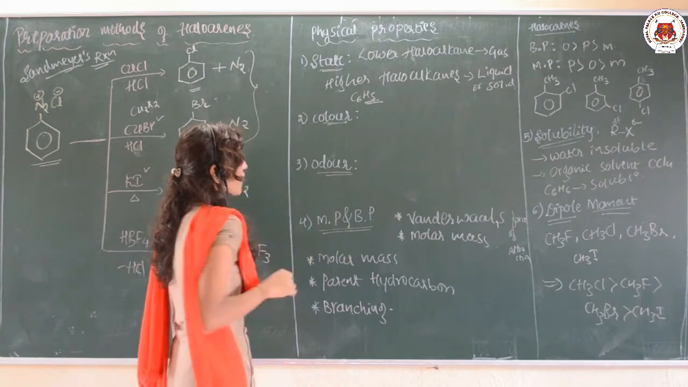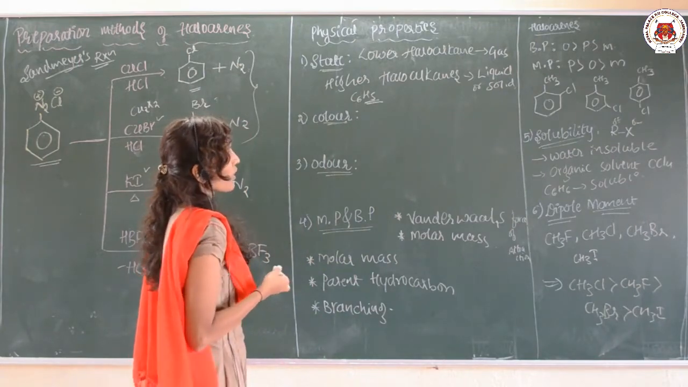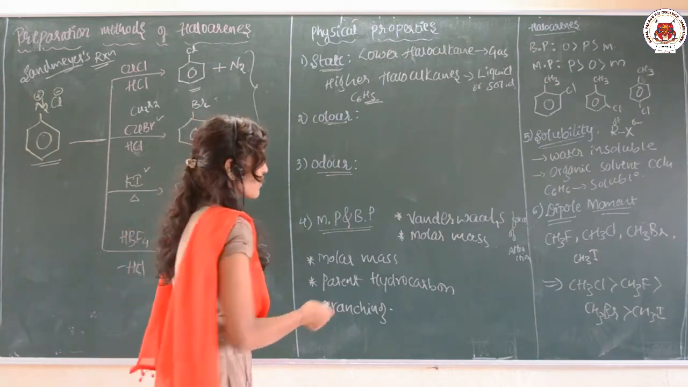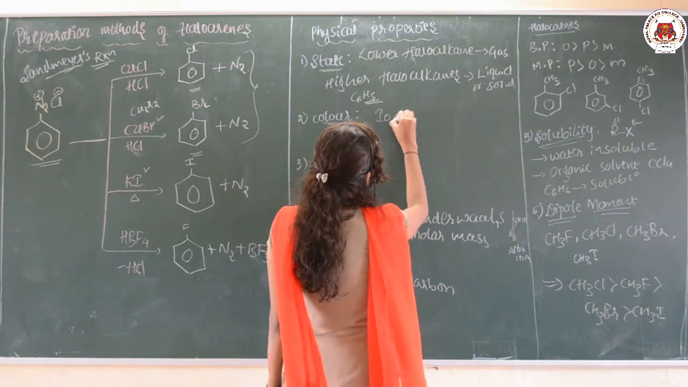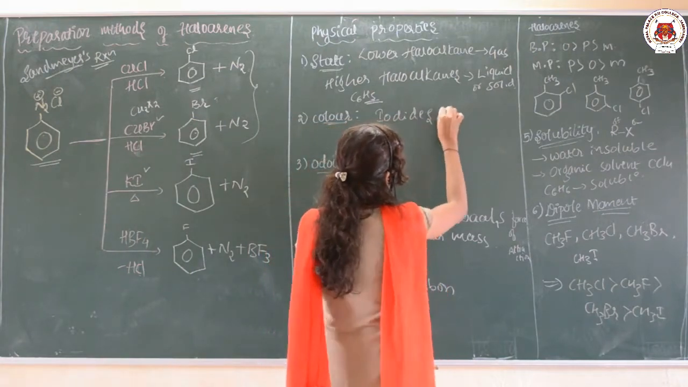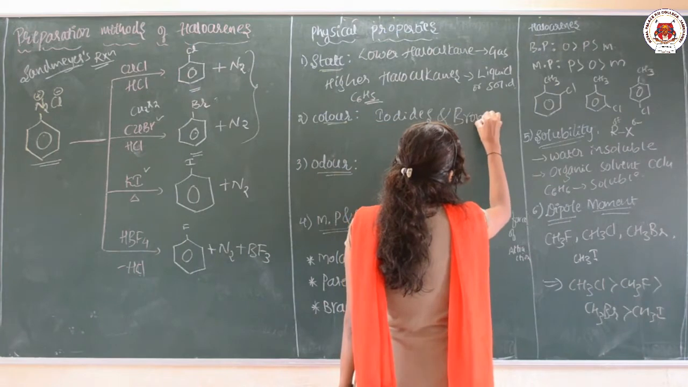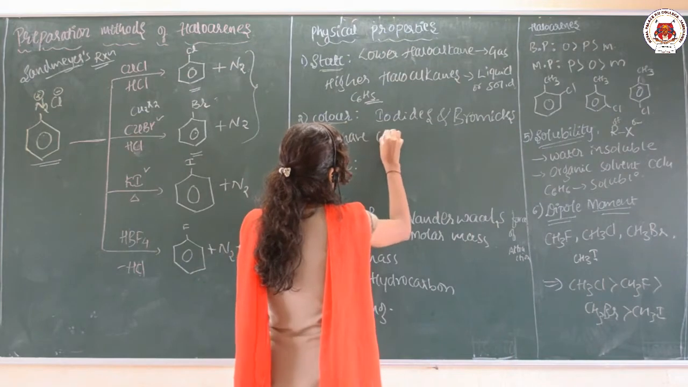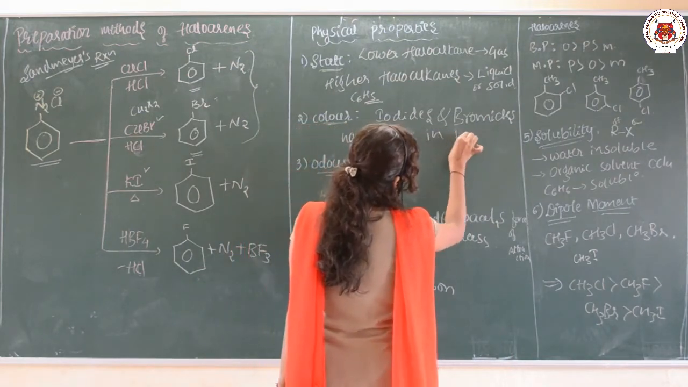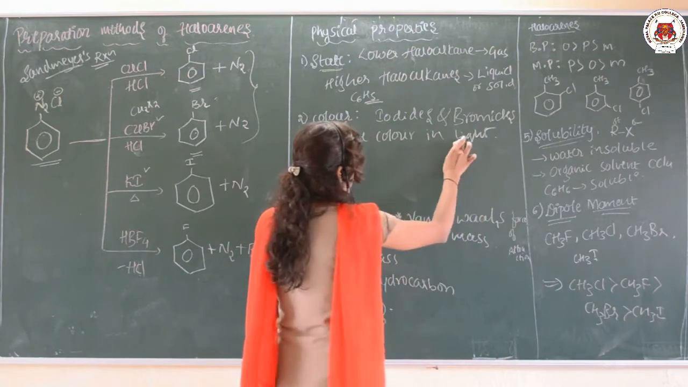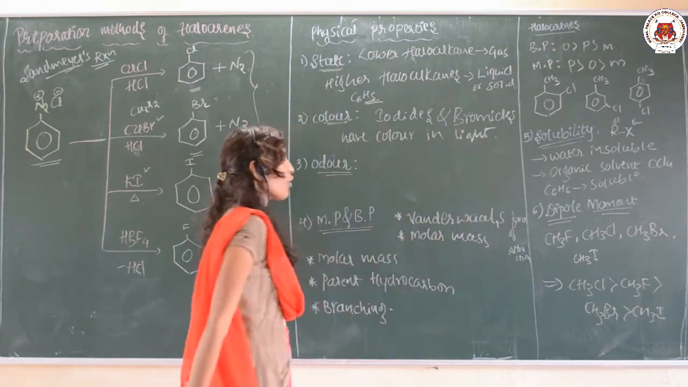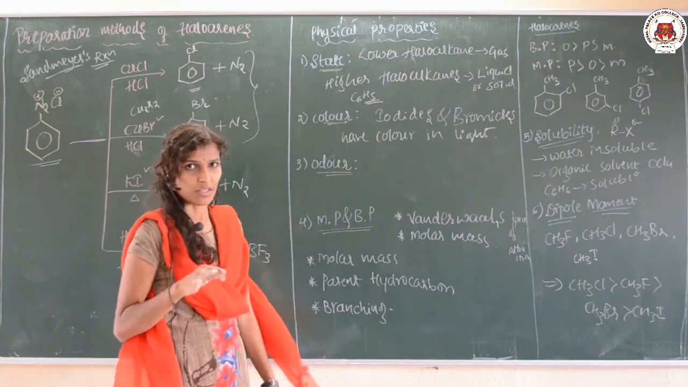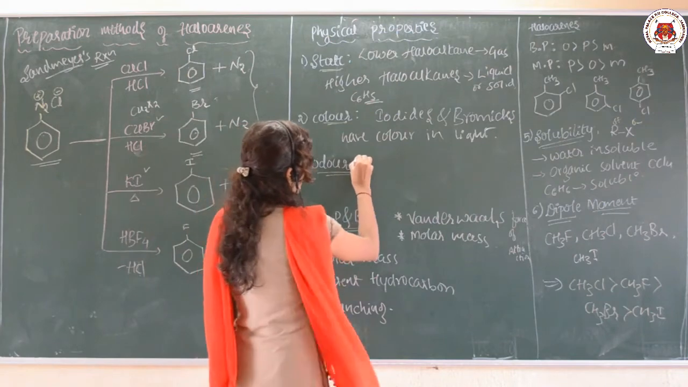So let me go for the color. Usually almost all the haloalkane compounds are colorless, except iodides. Iodides and bromides have a certain color when they are exposed to light or sunlight; we can observe the color of these two. Other haloalkane compounds are colorless. Clear? Next, we are talking about the odor.